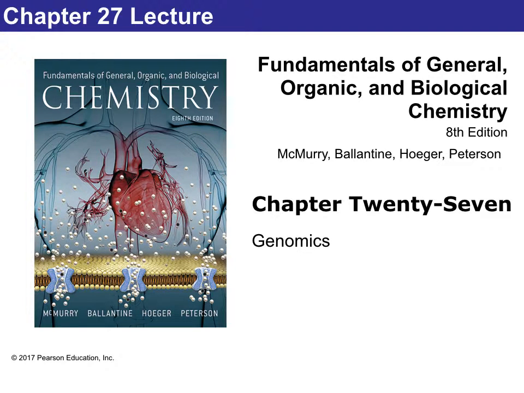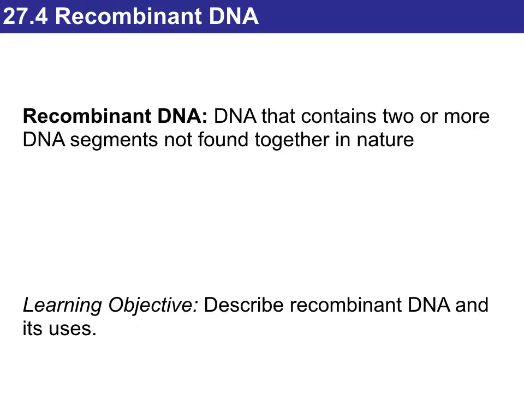This is the last part for chapter 27. We're going to look at recombinant DNA. So you need to understand that this means DNA that contains two or more DNA segments not found together in nature. So that means we're going to combine the DNA of two organisms that would not be able to reproduce if they were next to each other.